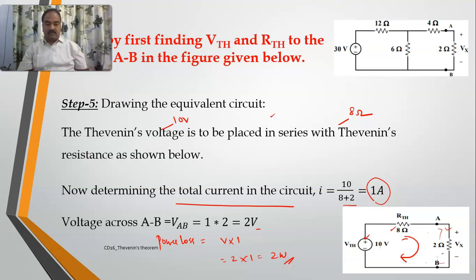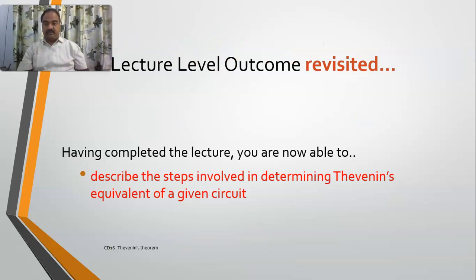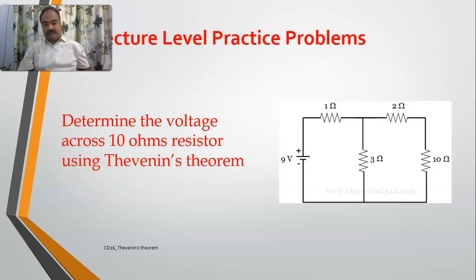So I hope that now you are able to describe the steps. Once again, a quick review. The first one, open circuit the terminals. Number 2, determine VTH. Third one, replace the sources. Fourth one, determine RTH. And fifth one is draw the Thevenin's equivalent circuit. Try to practice this problem at home and we'll solve more problems in the class tomorrow.